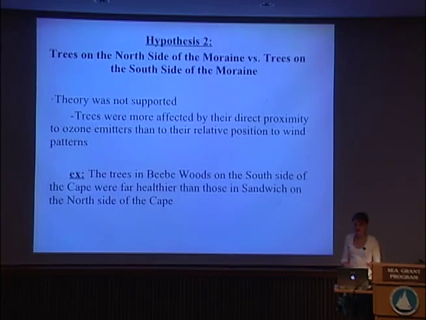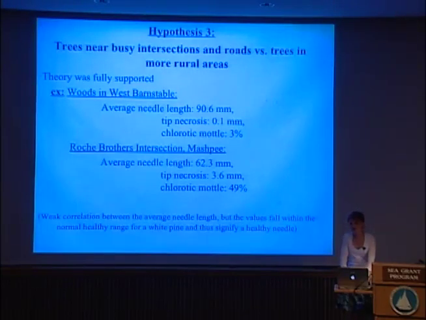The second hypothesis, about the trees on the north side of the moraine versus the south side of the moraine, was not supported. The trees were more affected by their direct proximity to the ozone emitters than by the relative wind patterns. An example: the trees in Beebe Woods on the south side of the Cape were far healthier than those in Sandwich, which is on the north side.